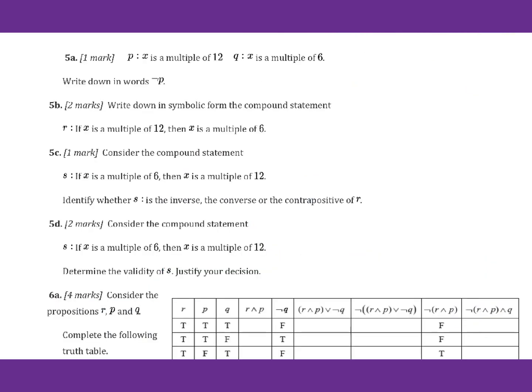Let's go to 5A. P, X is a multiple of 12. Q, X is a multiple of 6. Write down in words, not P. X is not a multiple of 12. 5B, write down in symbolic form the compound statement R, if X is a multiple of 12, then X is a multiple of 6. If, then, that's this symbol. So we have P implies Q. That will be R.